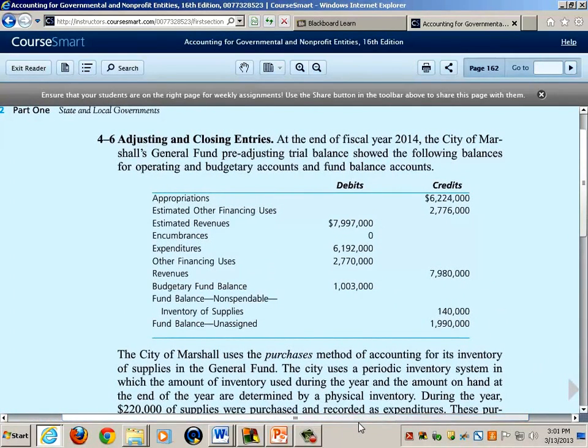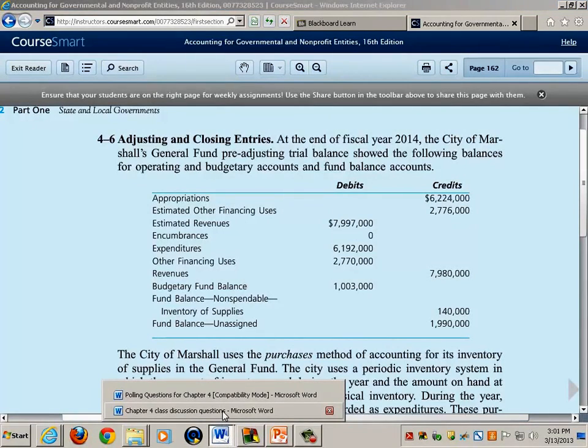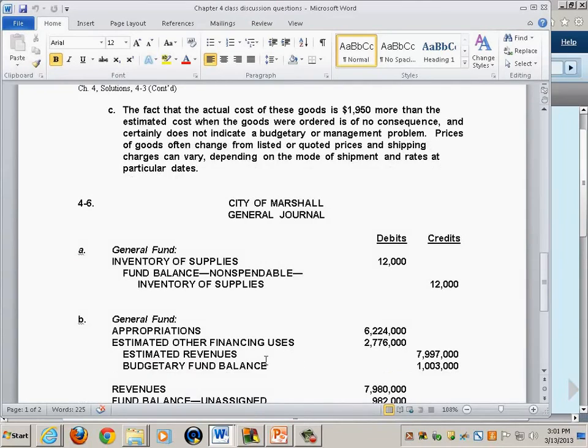They want you to prepare some closing entries. Which are the budgetary accounts that get closed? Appropriations, estimated revenue, encumbrance, expenditures, other financing revenues, and budgetary fund balance. Let's take a look at this. What they want us to do is prepare the journal entries for this, and so that you get an idea of how this is done, take a look at this.